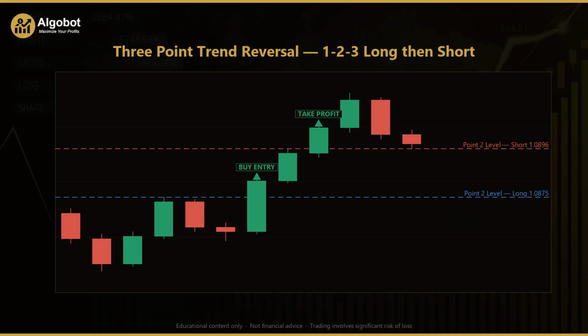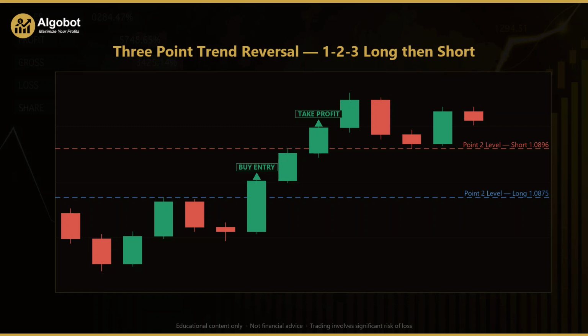Now watch the market roll over into the mirror image. The ninth candle prints the highest high of the sequence. That peak becomes point 1 of a bearish pattern. Price then pulls back, and the 10th and 11th candles dig out a low. That low forms point 2, drawn here as the short point 2 level at 1.0896. Buyers try once more, but they fail.